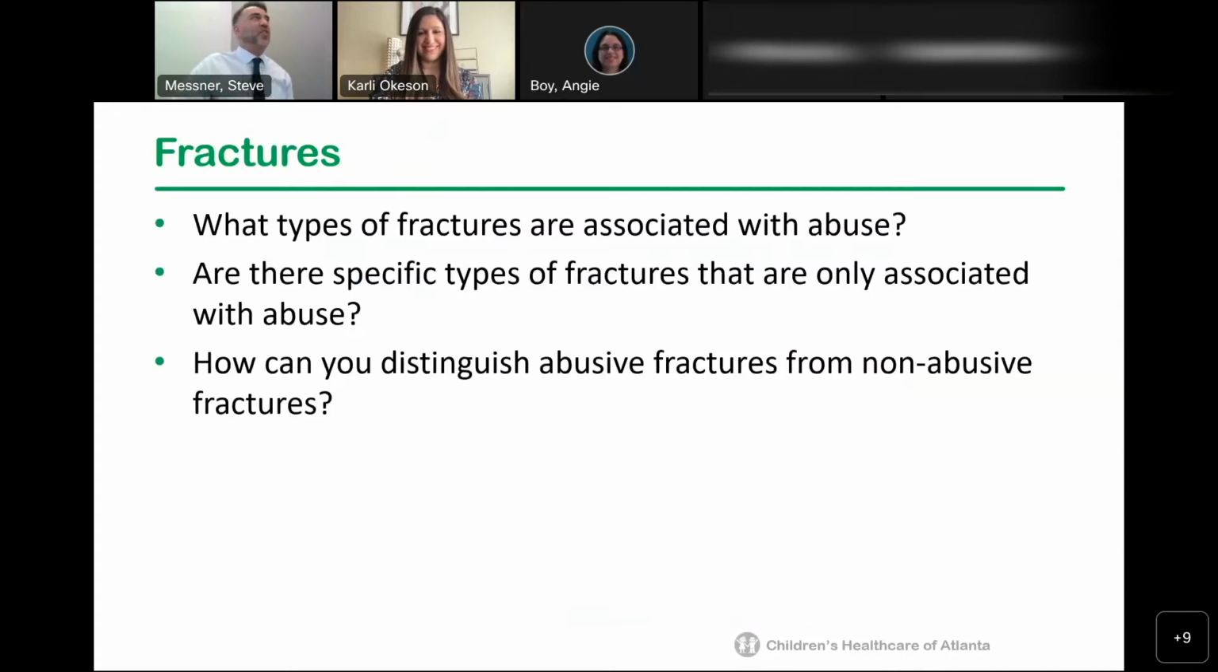But I wanted to start off with fractures and looking at what types of fractures are associated with abuse. Are there specific types of fractures that are only associated with abuse, and how can we distinguish abusive fractures from non-abusive fractures? Like anything, we really need to take this in the context of the history that's provided. So what kind of force or accident happened to the baby, and whether or not that baby is developmentally able of generating those kinds of forces on their own body.